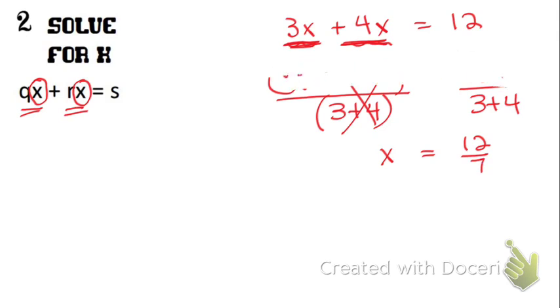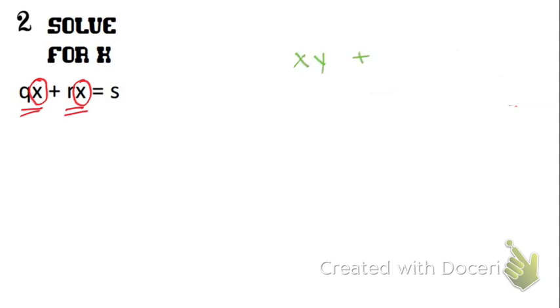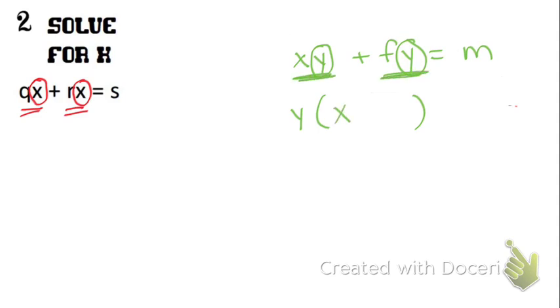So let's change this example so it's similar to the one that I'm asking here with the robot. If I had xy plus fy equals m, and I wanted to solve for y, I'm first going to factor out a y from each of these. I'm going to say, well, there's a y in both of these. I can divide them both by y. And what's left when I divide this by y? x. What's left when I divide this by y? Plus f.